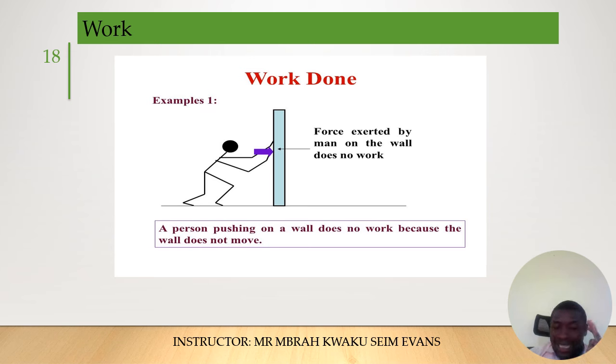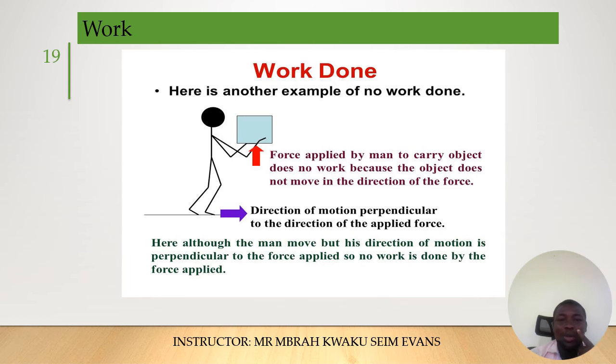So you see that this man is busy pushing the wall, and the wall too is smiling at the man. The wall is not moving. What does it mean? It means that work has not been done. Once this wall doesn't move, but he's still applying a force, no work has been done. But if the wall moves from this point to this point, now you can see that a certain work has been done. What about this situation? Is any work done? No work has been done.